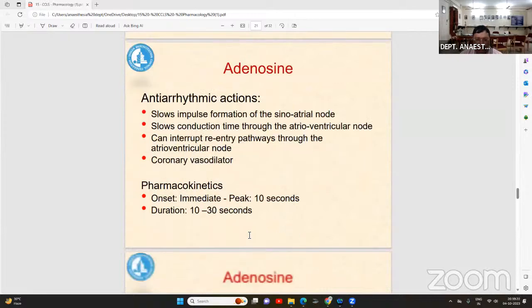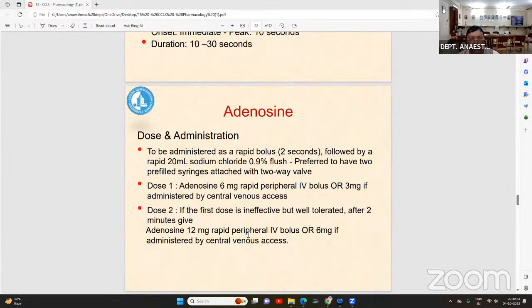So how to administer the drug? It is available as 2 ml ampoules; each 1 ml ampoule is 6 milligrams, so 2 ampoules is 12 milligrams. It is administered as a rapid bolus over 2 seconds, followed by a rapid flush of 20 ml saline. Ideally, if you have a central line, better use it.